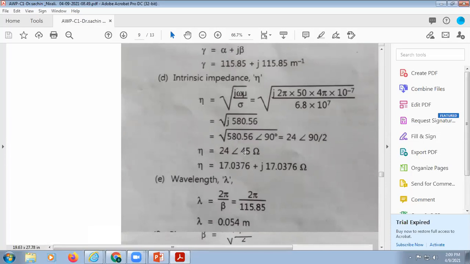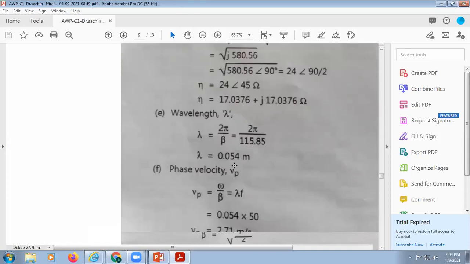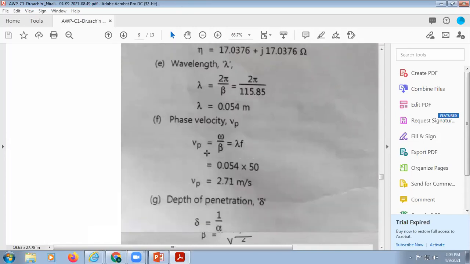So last is nothing but the wavelength. Lambda is 2 pi by beta. 2 pi divided by beta value just mentioned, you will get 0.054 meter. Velocity, that is Vp. Okay, now velocity of propagation, omega by beta, that will be equivalent to lambda f. So here 0.054 and this 50 is there.